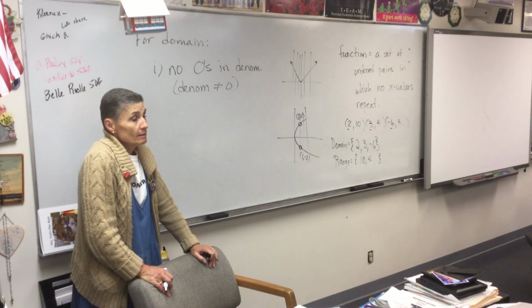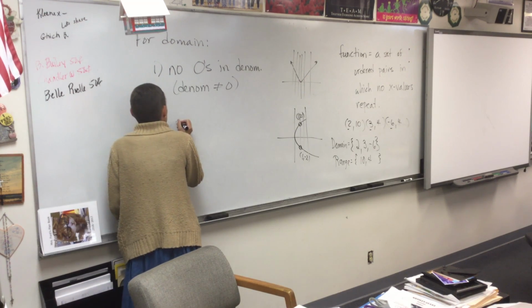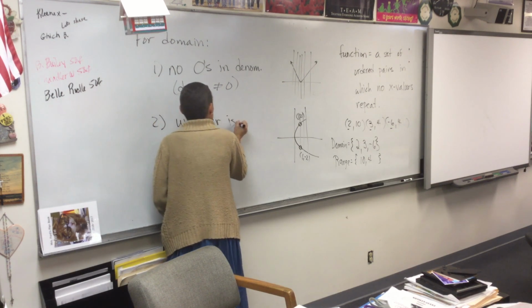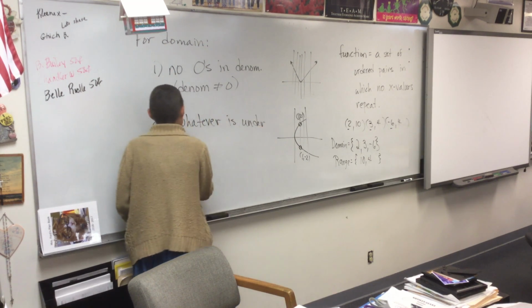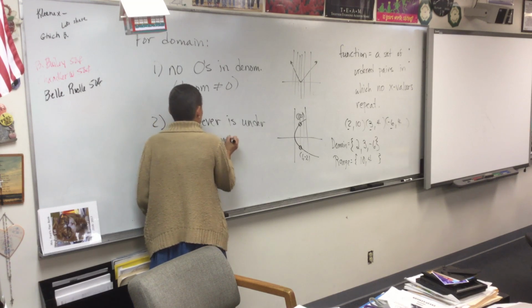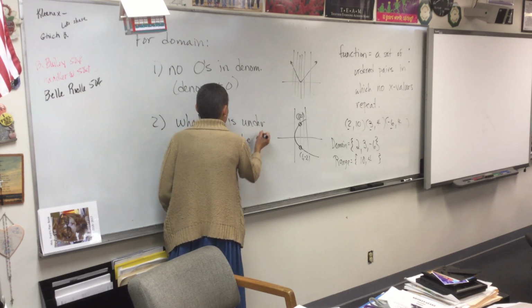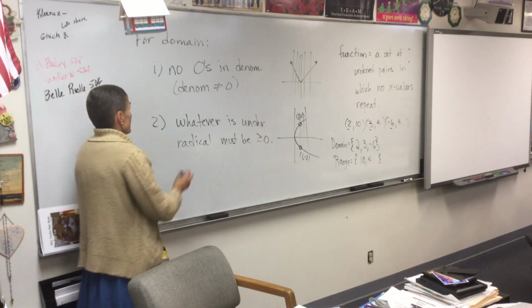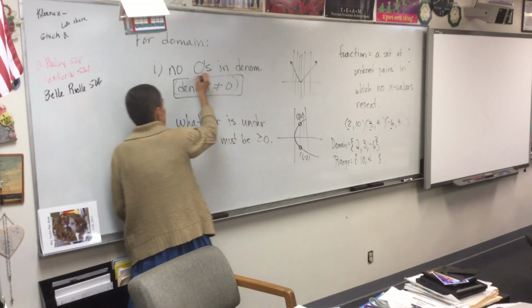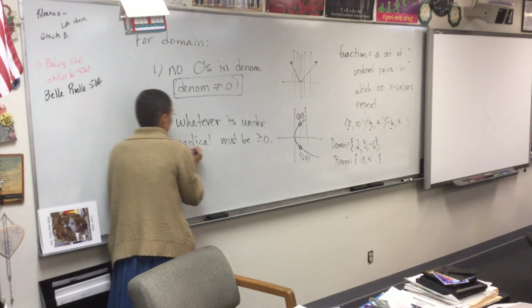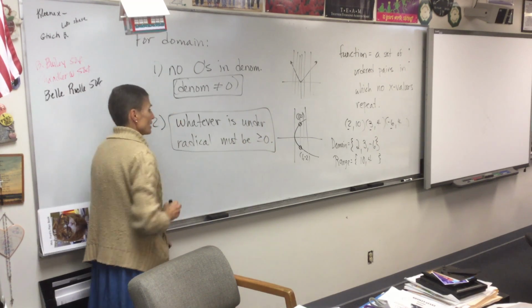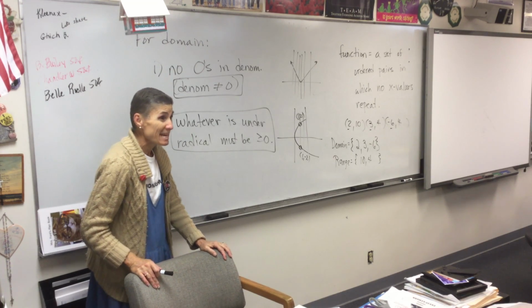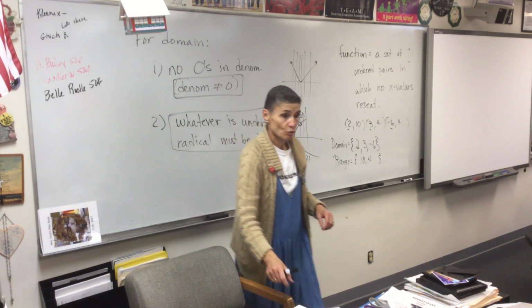And then the other rule is, if you have a radical, whatever is under the radical must be greater than or equal to 0. So the denominator can't be 0, and whatever is under the radical must be greater than or equal to 0. Those are the 2 main things that are going to cause us trouble.